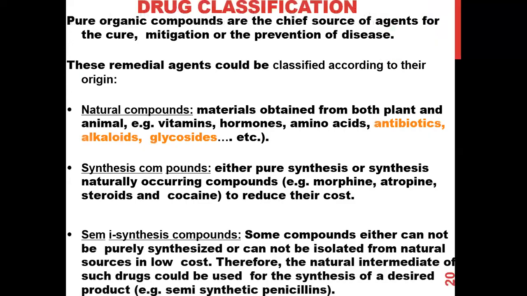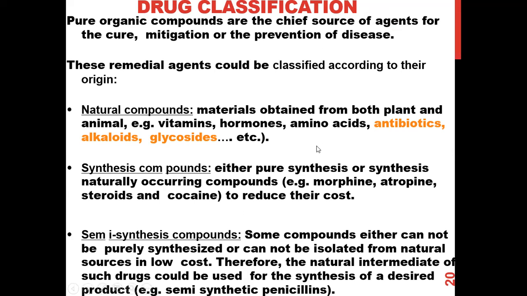Now, drugs are the compounds or agents which are used to cure, mitigate, or prevent diseases. These remedial agents are classified based on origin. So drugs are classified based on where we get them or where we isolate them from. We have natural, synthetic, and semi-synthetic.